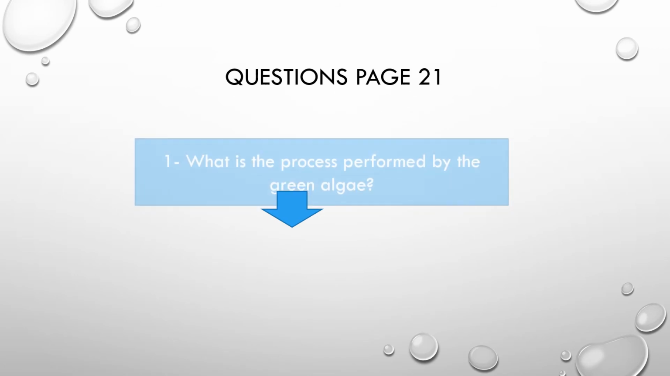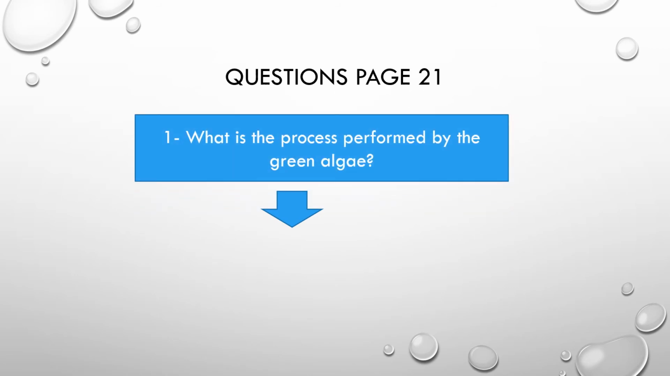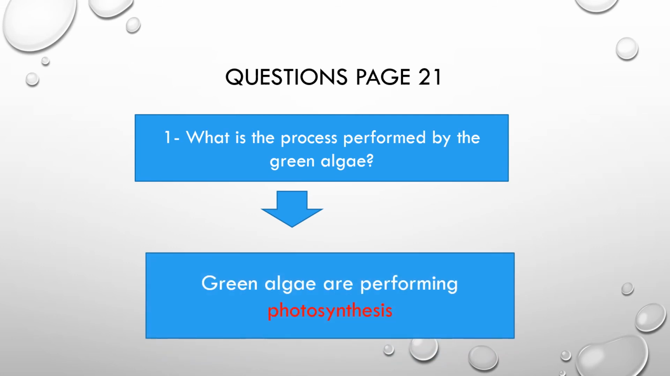And after you watch this video, it's time for asking questions. What is the process performed by the green algae? Think, then answer. So what do we call the process performed by the green algae? Excellent. So green algae are performing photosynthesis. Yay!